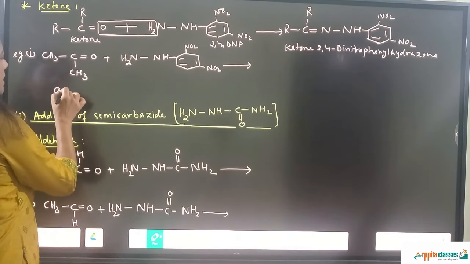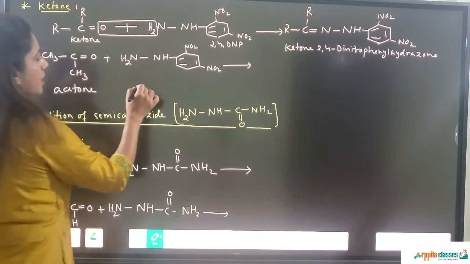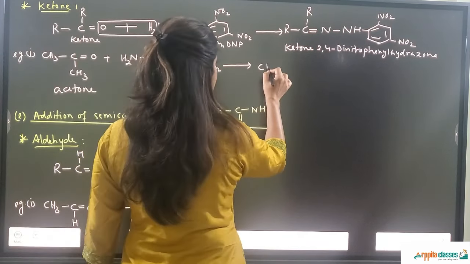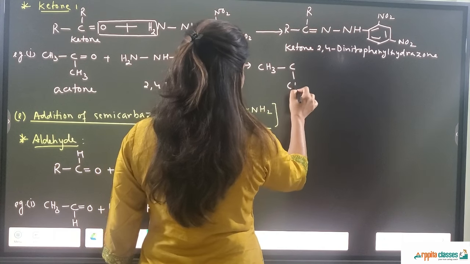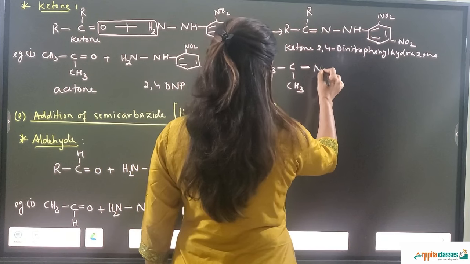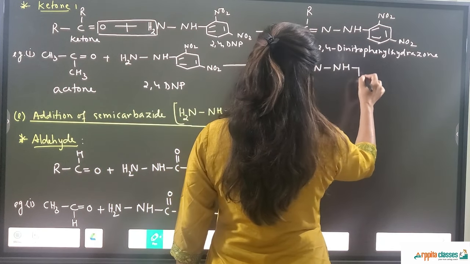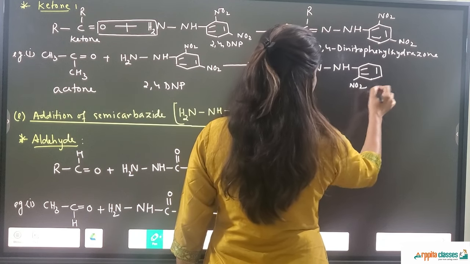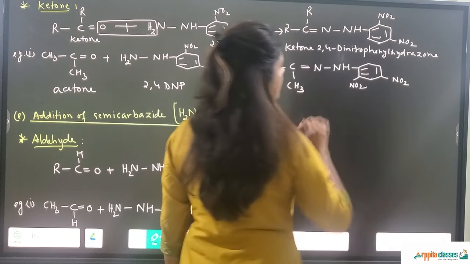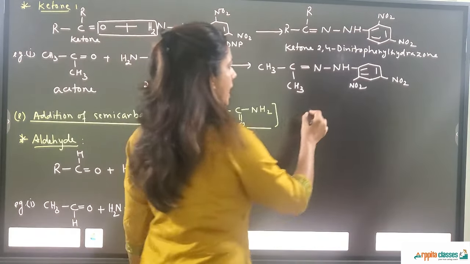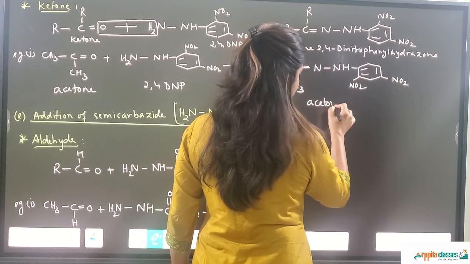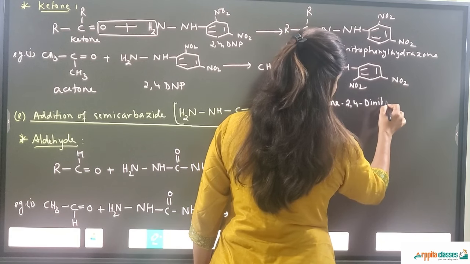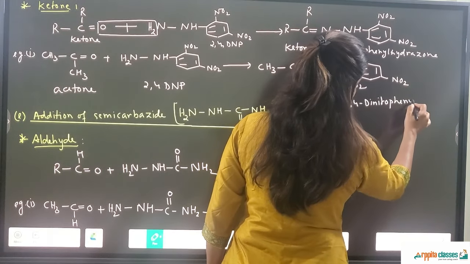So this is my acetone. The particular ketone I have taken, this is 2,4-DNP, and now we get CH3C, CH3, double bond N, NH, then a benzene ring, and in the benzene ring, in the second position and in the fourth position, NO2 groups are attached. The name of the compound will be acetone 2,4-dinitrophenylhydrazone.